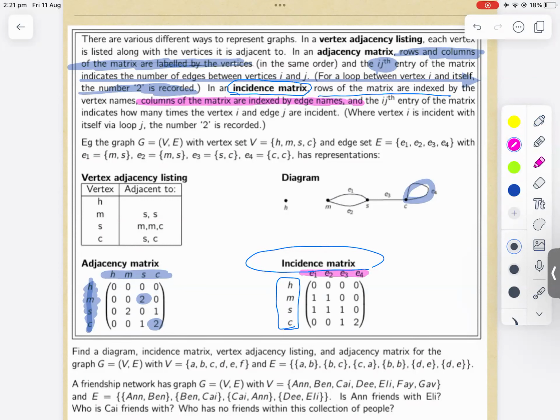So is H connected to E1? This is H, this is E1. So it's 0. M is connected to E2, yes, so 1. S connected to E3, for example, is 1. S connected to E1 here is 1, and so on.